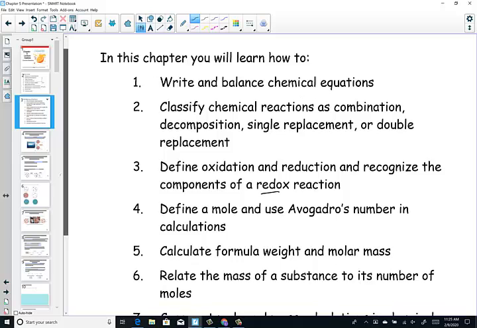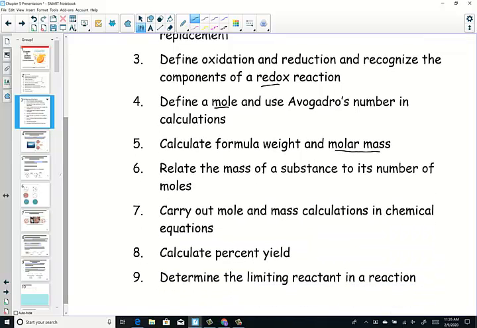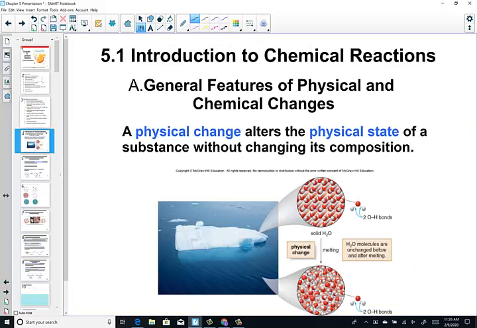We'll pull out our calculators and start defining a term called mole, and Avogadro's number. We'll calculate the formula weight, which was commonly called the molar mass of a compound. How much do we weigh out to get one whole mole of a compound? That's what molar mass will mean. We'll relate the mass of a substance to its number in chemical moles. We'll carry out mole and mass calculations, calculating percent yield along the way, and be able to determine if a limiting reactant is present in an equation. So a long journey ahead. Let's begin with taking our first steps. Notepacks out, here we go.